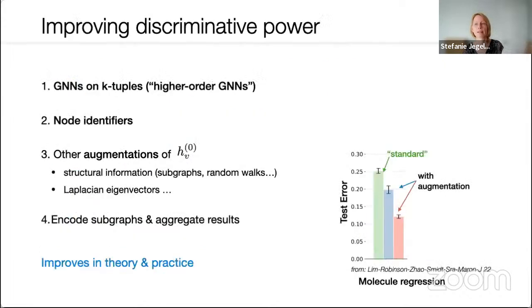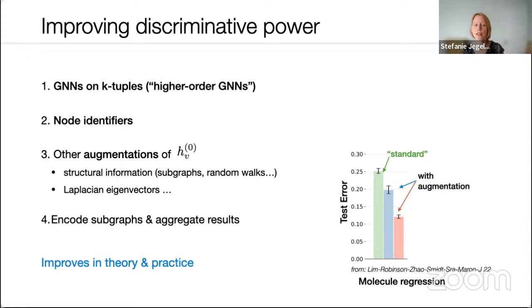So because of that, people have thought about improving the discriminative power of these message passing graph neural networks. And there's a few different directions. First, instead of doing message passing on nodes, you can do message passing on k-tuples of nodes. This is analogous to the higher order versions of the Weisfeiler-Leman algorithm. Or you can try to break the automorphisms in the graph, those symmetries that cause trouble, by introducing node identifiers, or by augmenting the node attributes with additional structural information, for example, maybe spectral information.